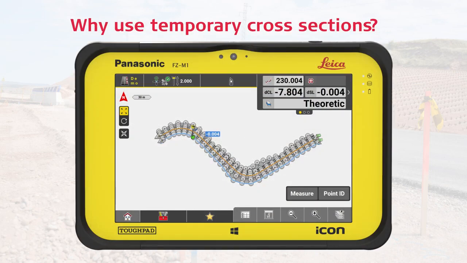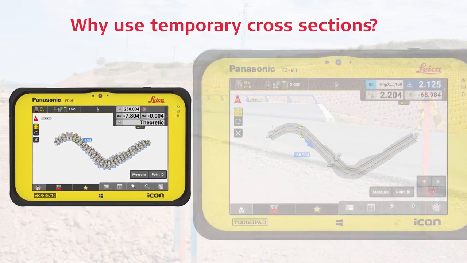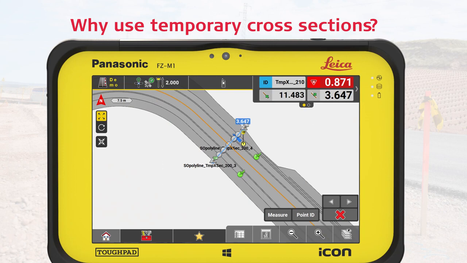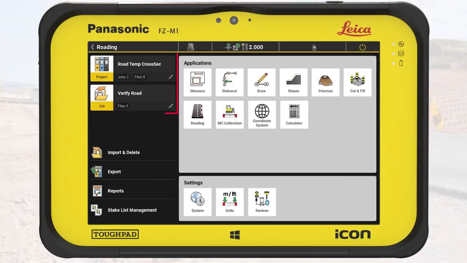The benefit of the temporary mode is to have a clear map that is not overloaded with excessive data that is currently irrelevant. Instead, we focus on the current active cross-section which we want to stake out. As we mark points on this cross-section, we can immediately identify any differences between the constructed road and the design road. We start on the Home menu.